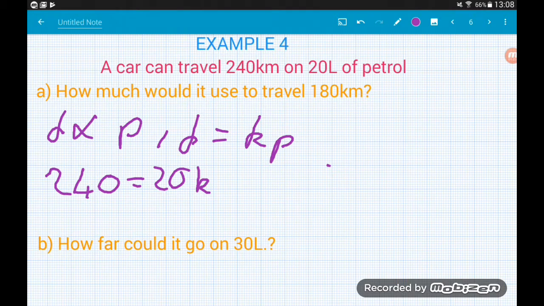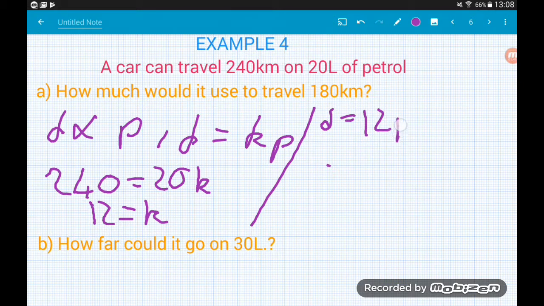Now 240 divided by 20 is exactly the same as 24 divided by 2. Which would give us K is equal to 12. Okay, so now we know the exact relationship between our two variables. We know that D is equal to 12 times P. So distance is equal to 12 times the amount of petrol in litres.